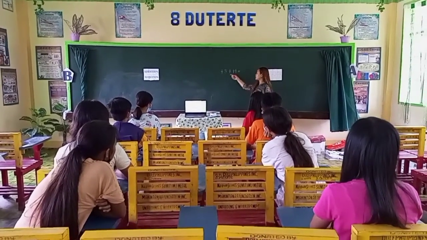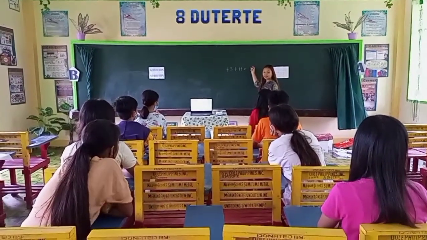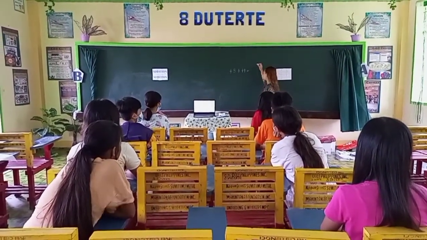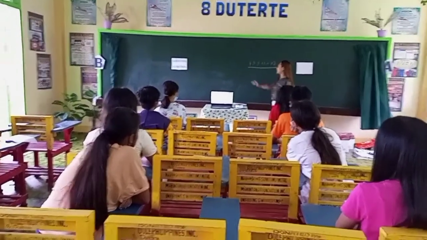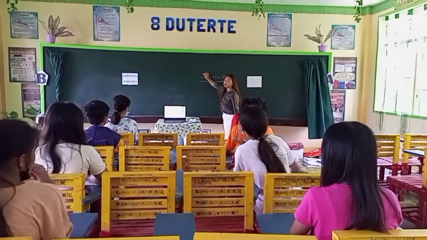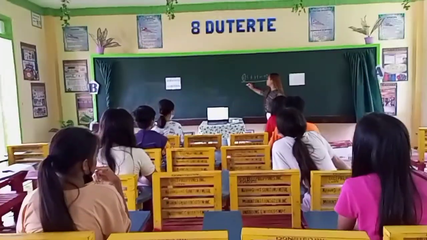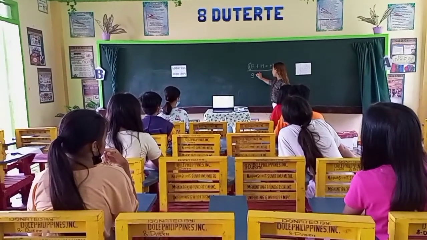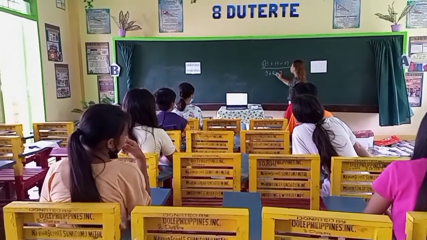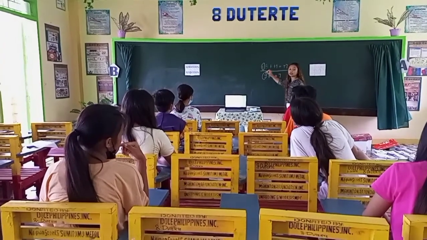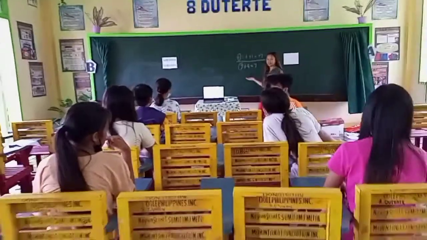Positive 3 plus positive 4 equals what? 7. Okay, positive 7. So I want you to remember that if a number is positive, you do not need to write the plus sign. All you need to do is write 3 plus 4 equals positive 7. Automatically, it is considered as a positive number. So you get the first rule.